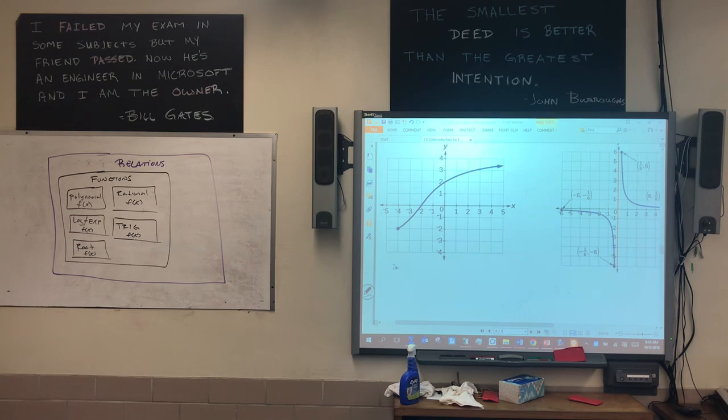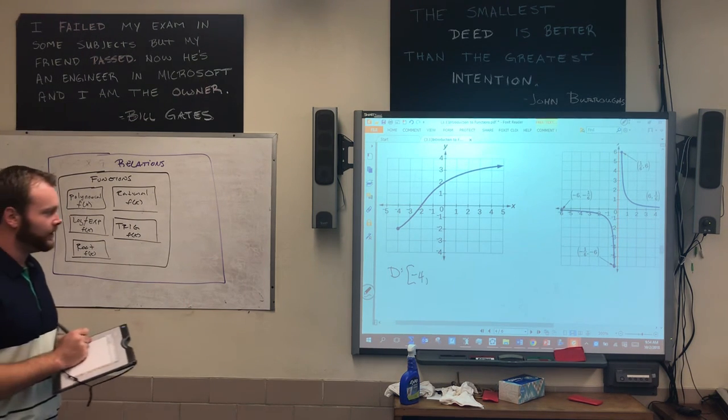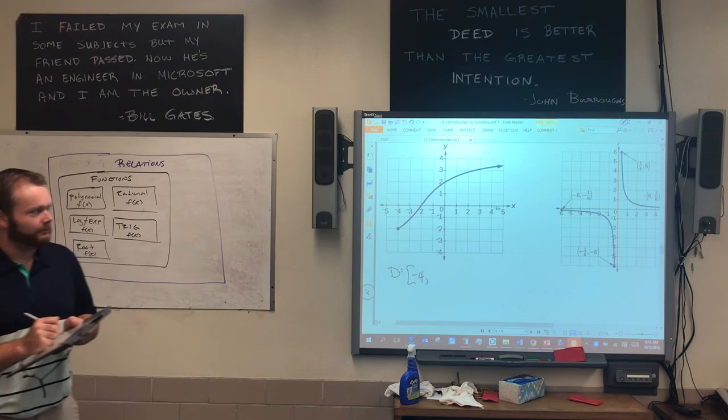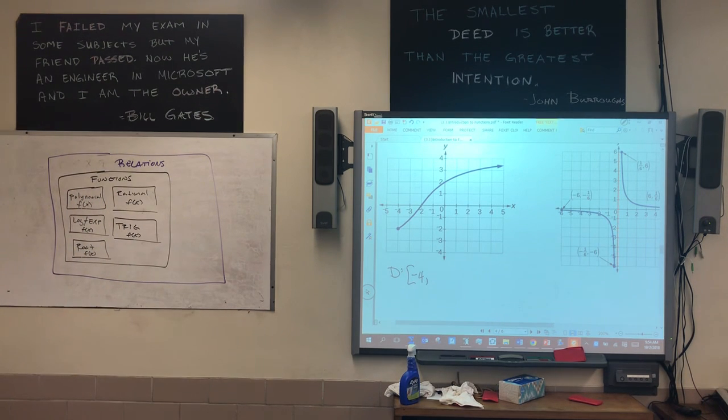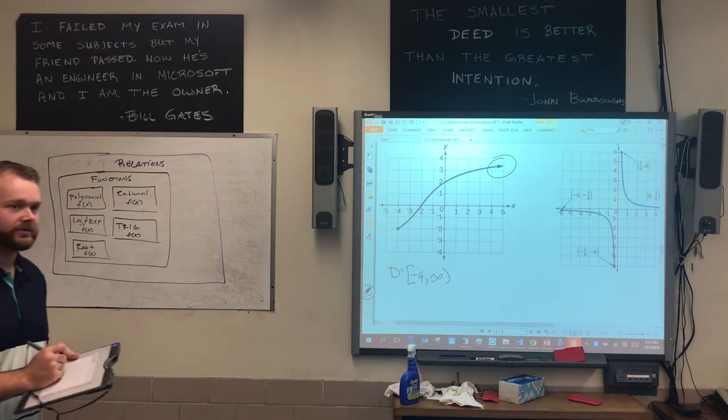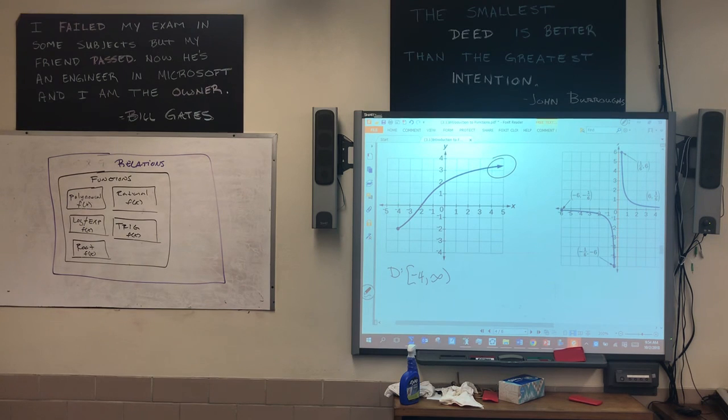What's my domain going to be? What is my first x value that I come across on this curve? -4. Do I include it or exclude it? Include it. Now as I move my vertical wall through there, what would be the last x value you come across? Infinity. You've got to pay attention to those arrows. They're going to provide us a lot of information.